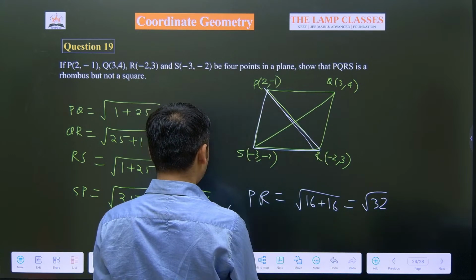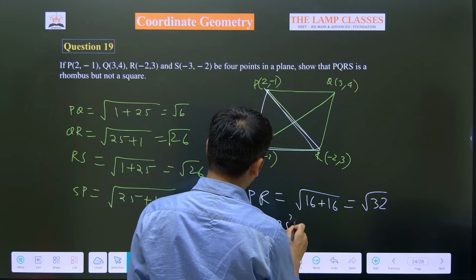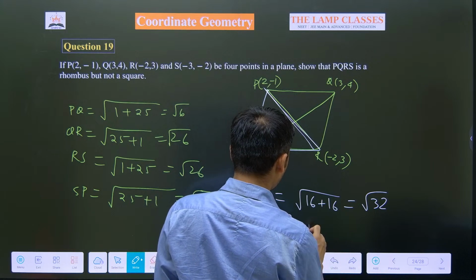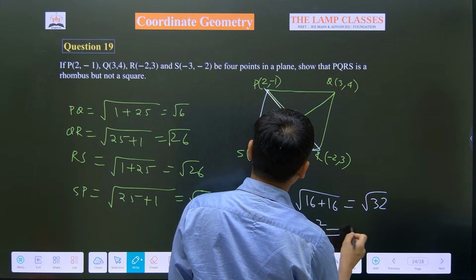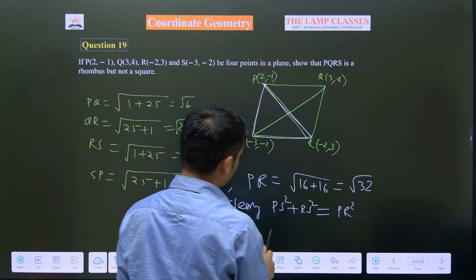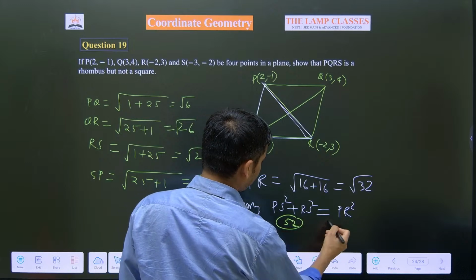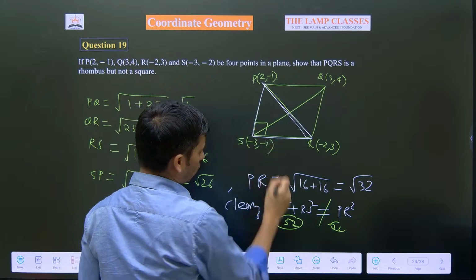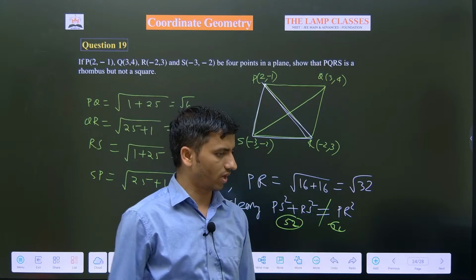So you can clearly see, PS square plus RS square is not equal to PR square, right? Because PS square plus RS square will be 52. This is 52 and this is 32. Clearly they are not the same, right? And if they are not the same, that means this angle cannot be 90. And if this is not 90, that means this cannot be a square.